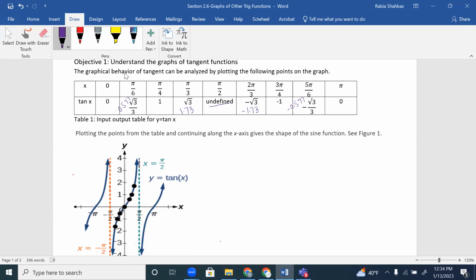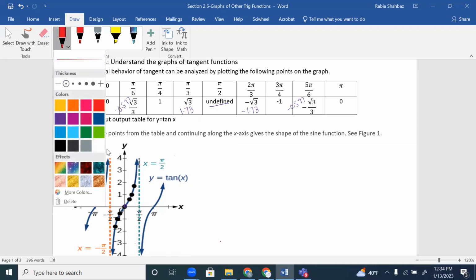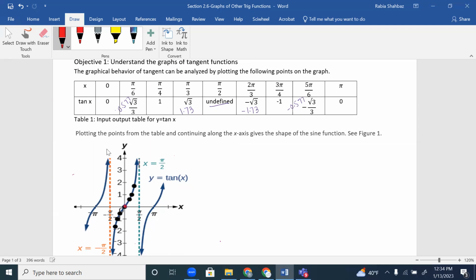Once we plot these points here, as you can see, tangent of 0 is 0 right here. Tangent of pi over 6 is about 0.577. Tangent of pi over 4 is 1. Tangent of pi over 3 is 1.73. And these values, as you can see, are increasing, and they start to increase without bound as your angle approaches pi over 2, which is why you have a vertical asymptote here.